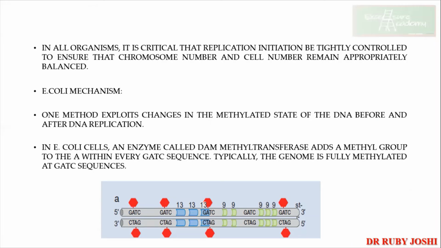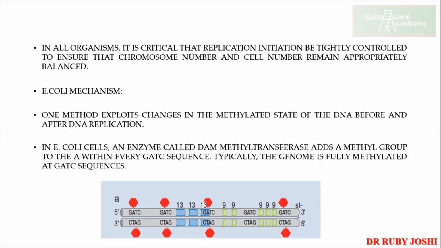Otherwise, what will happen? If the number changes, you know that it is aneuploidy. Even if you have more chromosomes or fewer chromosomes, it is going to result in a genetic disorder. So that is why it is important that in the cell, replication should happen only once, and then only should the division happen.